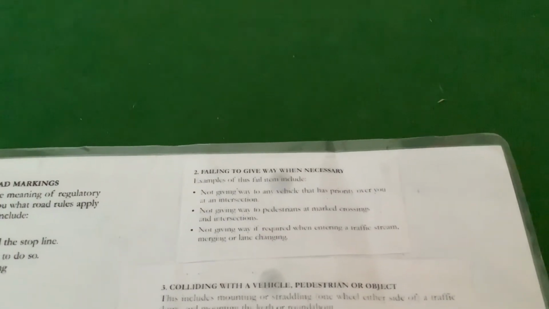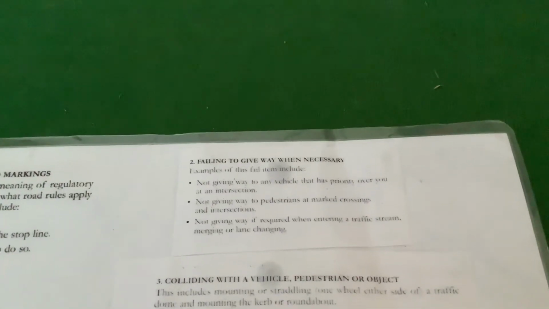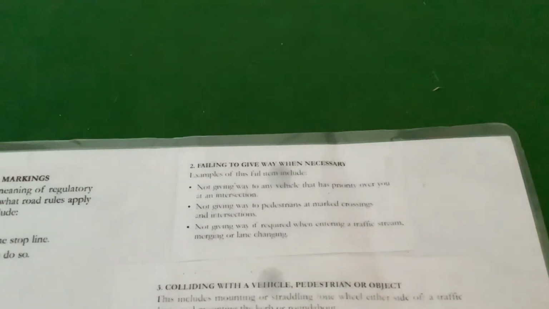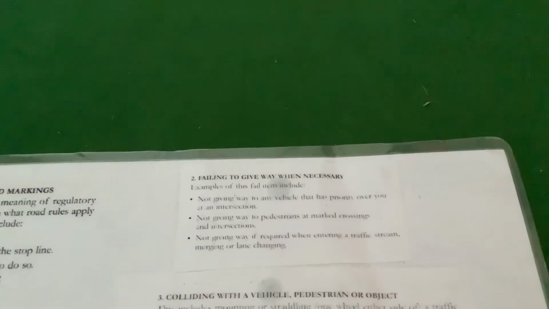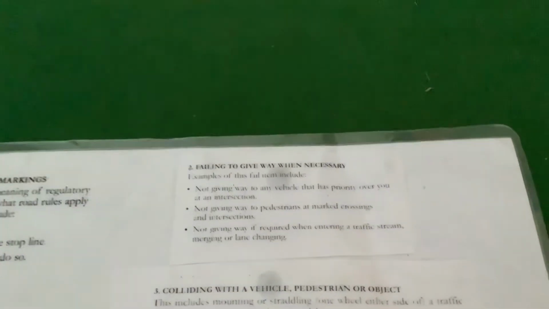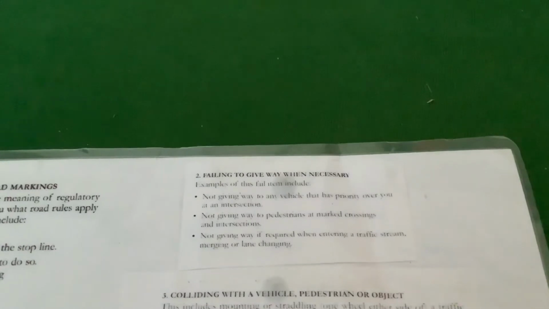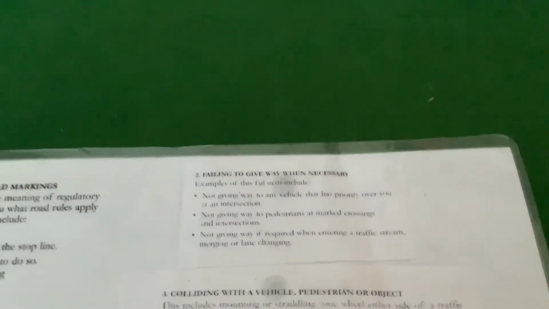Okay, so F2 means not giving way to a vehicle that has priority over you at an intersection. Make sure you have a gap. Also not giving way to a pedestrian at a marked pedestrian crossing and at an intersection when turning, they still have priority, so give way. And not giving way if required when entering a traffic stream, merging, or lane changing.